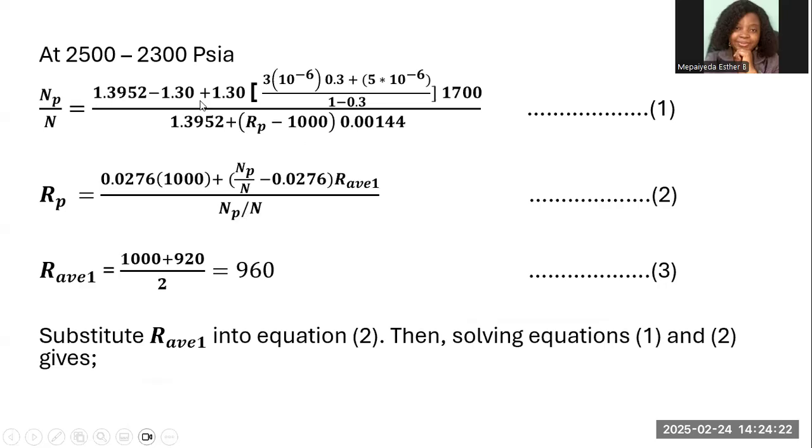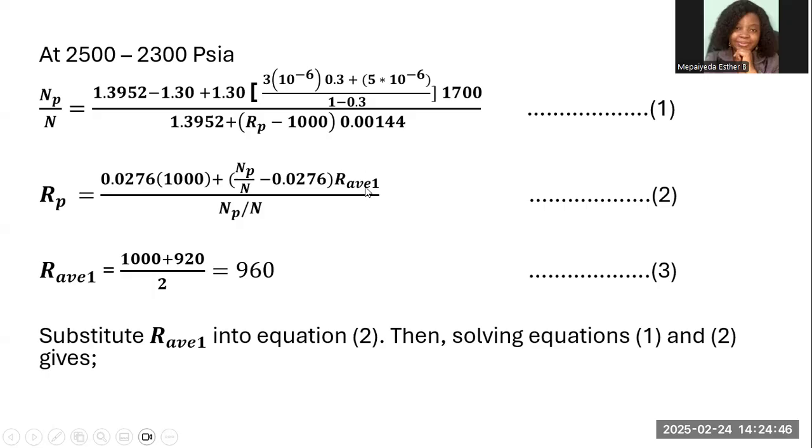All the equations here, the values were slotted into this equation. And then you have your RP here. You have your RP, and then the NP over N comes in. So you have a bit of rearrangement.